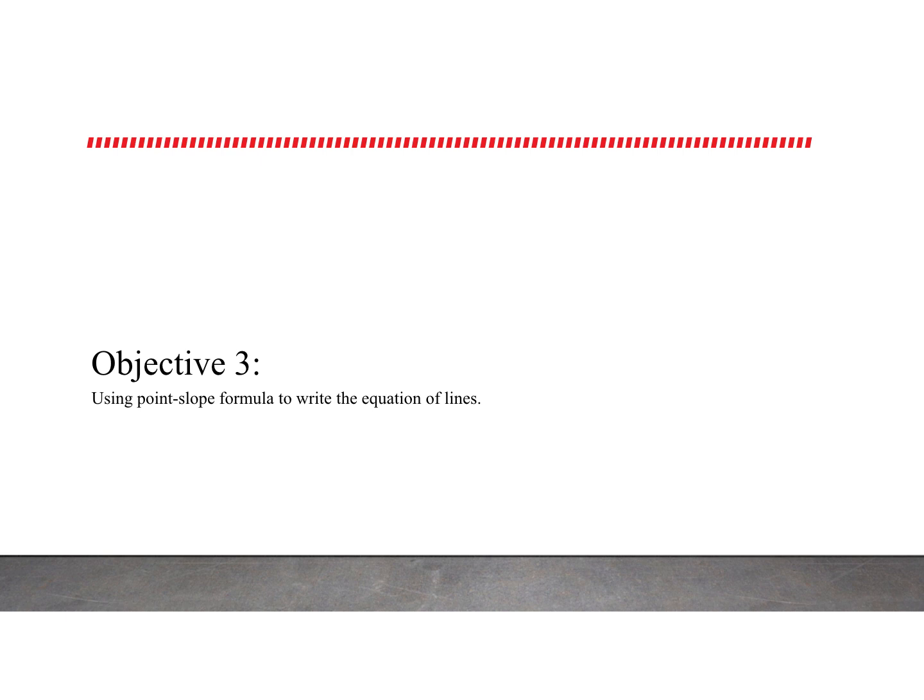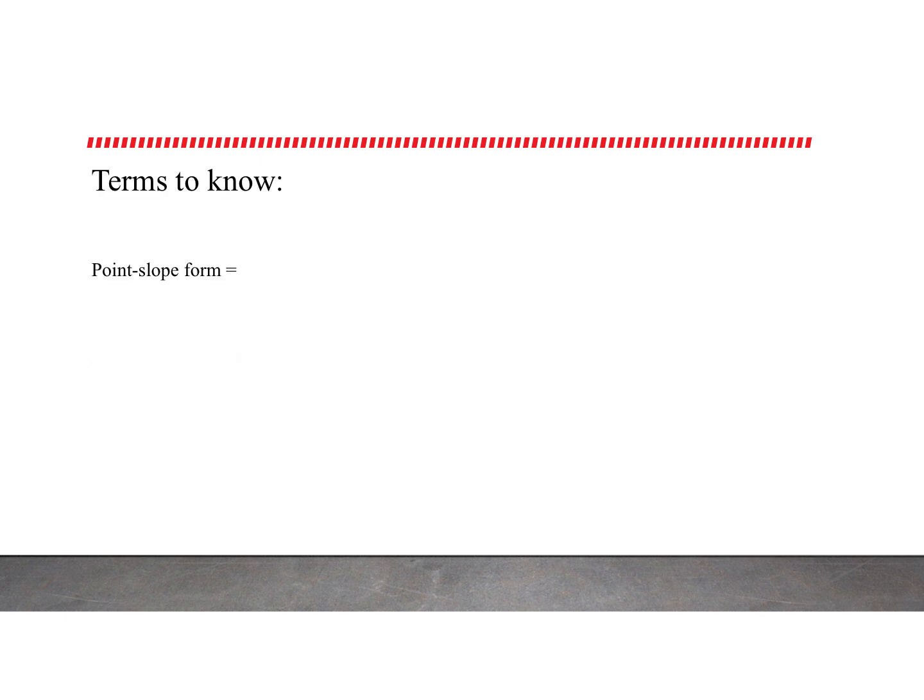Objective 3, using point slope formula to write the equation of a line. Now, we've used slope-intercept, which is this format, y equals mx plus b. And we just saw with our last objective how easy it is when you're given the y-intercept and the slope to just drop it right into the equation. The problem is we're not always going to give you that perfect y-intercept. We may give you a different random point.